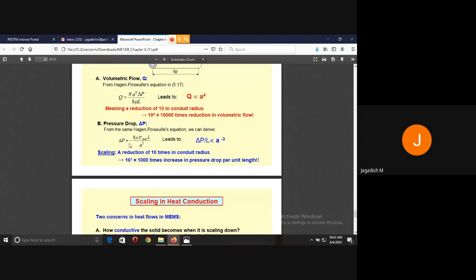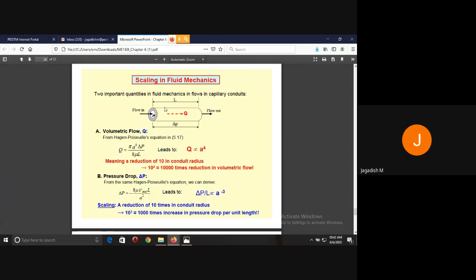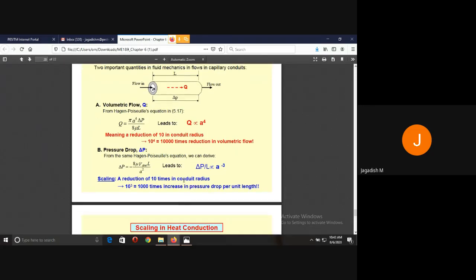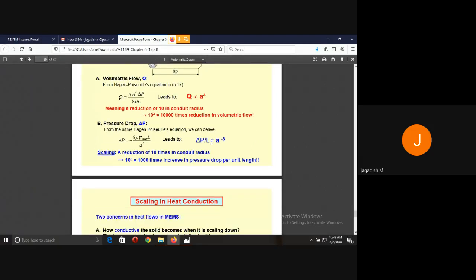Similarly, for pressure drop, you have this equation. Finally, it leads to the pressure drop per unit length. Don't get confused, L and delta P are marked the same here. I repeat, don't get confused. Actually, the length of this pipe is L. Delta P should be taken per unit length. That's why it is delta P by L.